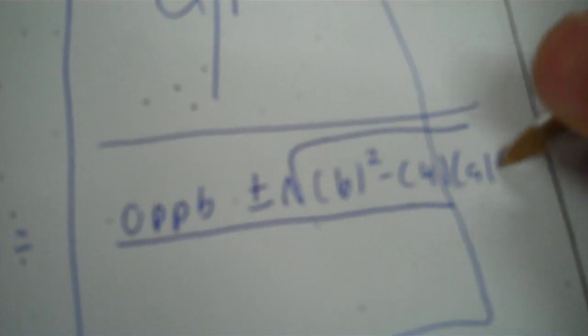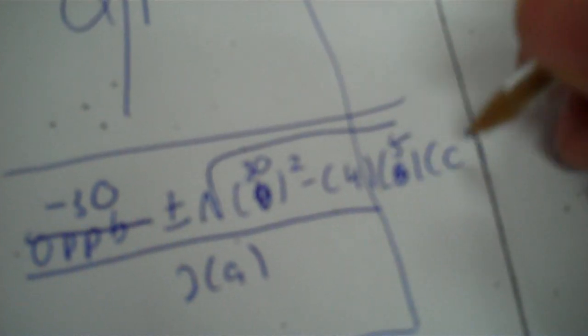So x equals opposite of b, plus or minus the square root, b squared minus 4ac, over 2a. So the opposite of positive 30 is negative 30. And then b is 30 to the second, and then a is 5, and c is 32. And a on the bottom is 5. So you have negative 30, and 2 times 5 is 10.